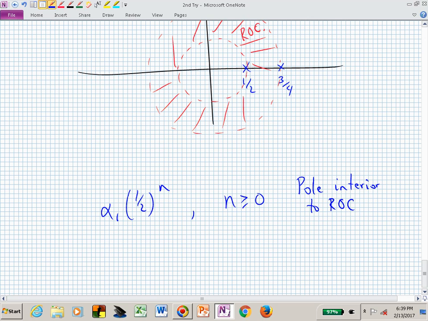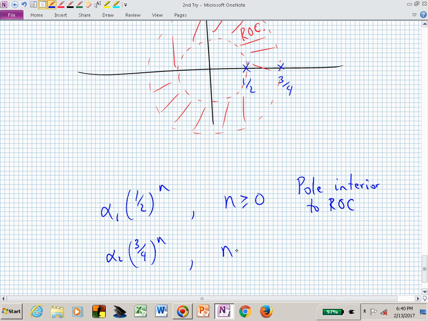In this case, if we just had the pole at 1/2, the region of convergence is outside it. What if we just had the pole at 3/4? Where is the region of convergence for it? Cover your eyes or erase the pole at 1/2 and ask, where's my region of convergence relative to the pole at 3/4? It's inside. And what do we know about the sided nature of regions of convergence inside poles? It's now left-sided, isn't it?